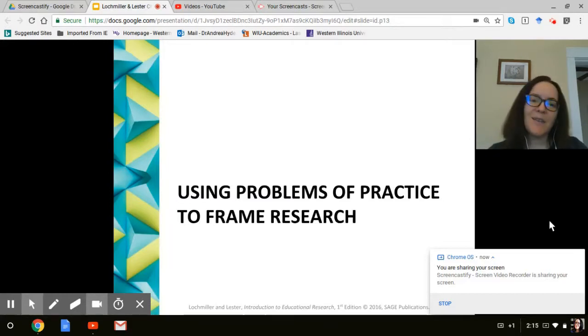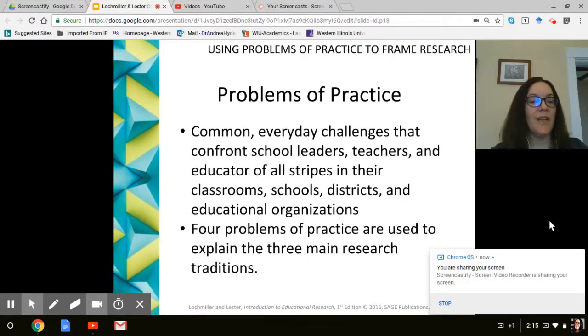So we're going to take a look at the way that the authors now use problems of practice to frame research. And this is their definition of a problem of practice. And you might guess it's those everyday challenges that you're faced with as a teacher or a leader, or a counselor or a social worker, or a behavior interventionist in your school site or an educational environment.